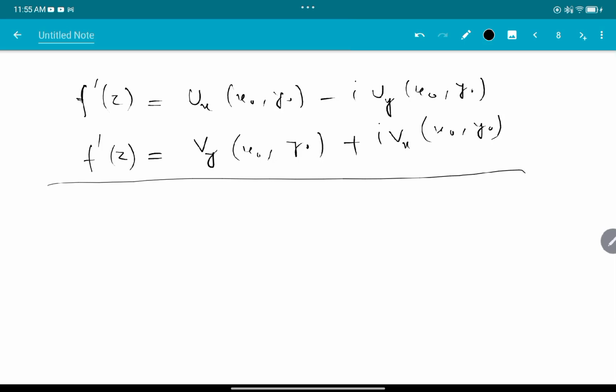The most important thing was about continuity of partial derivatives. We will now pick up some problems based on these CR equations and that we will do in the next video.